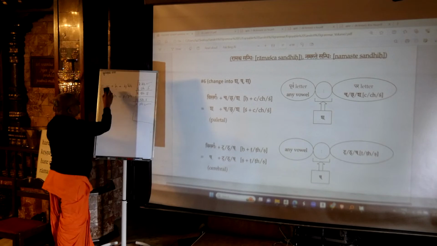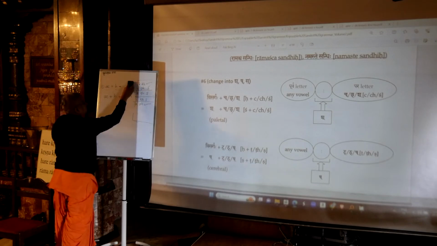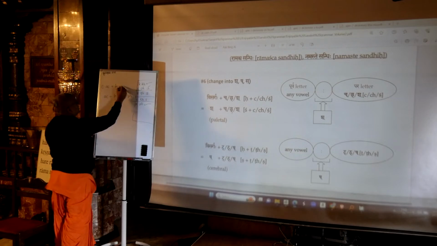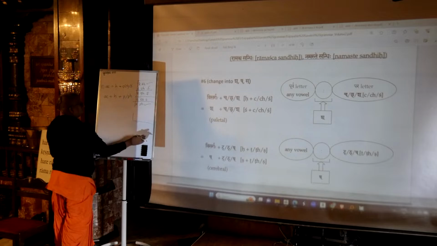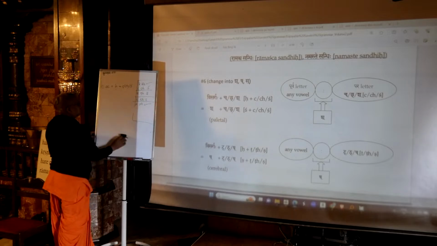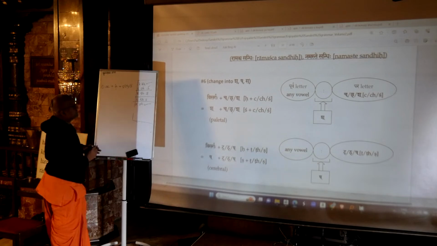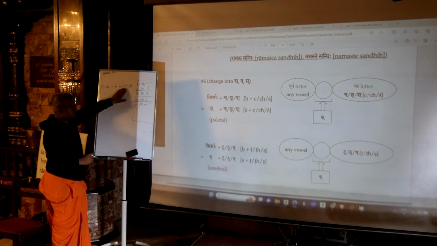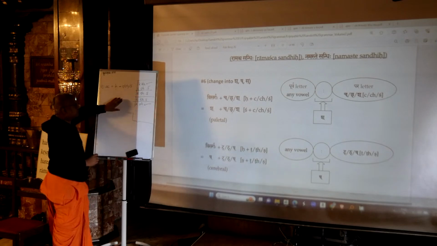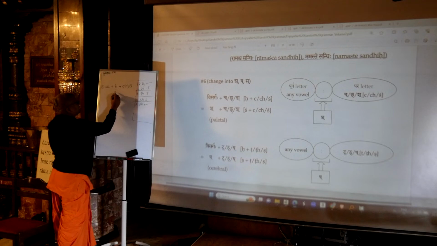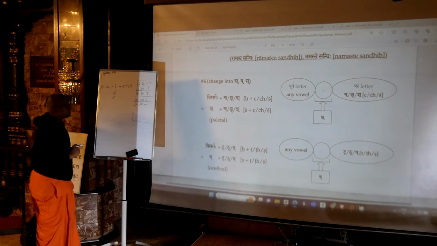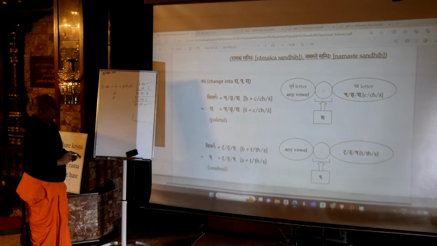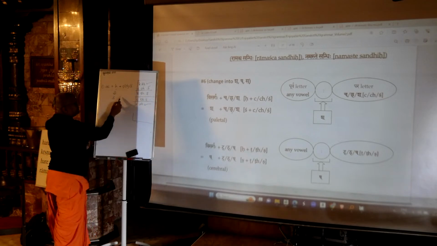Okay. So ach plus visarga plus you have chakara, chhakara and shakara. So what happens here? See, visarga plus chakara or chhakara or shakara. What happens is visarga gets replaced by Shakara. The last one will replace.